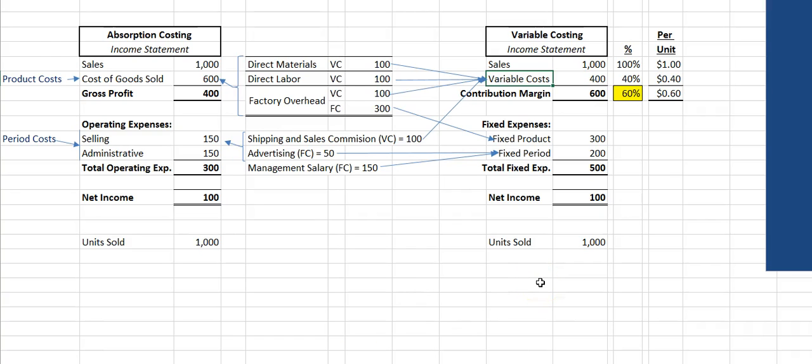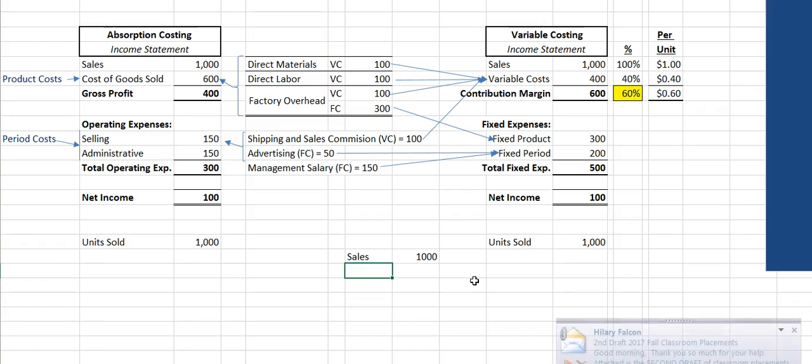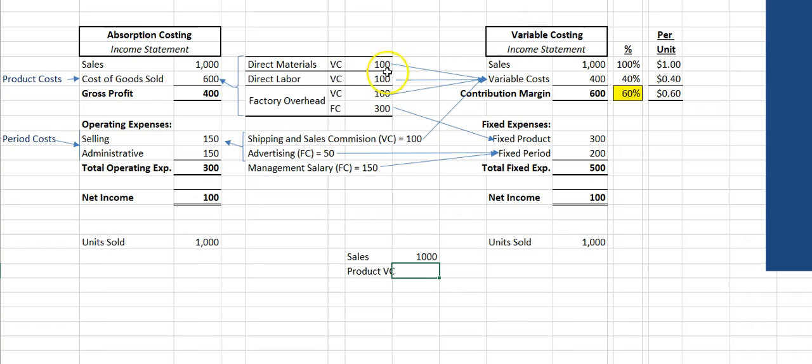Okay, so typically, I'm just going to show you this very quickly in case you see it in the slides. You will have it more like this. You will have sales. You could see it like this as well. Sales 1,000. Then you will have only product variable cost. Let's say product variable cost is, well, I have it right here, 300.